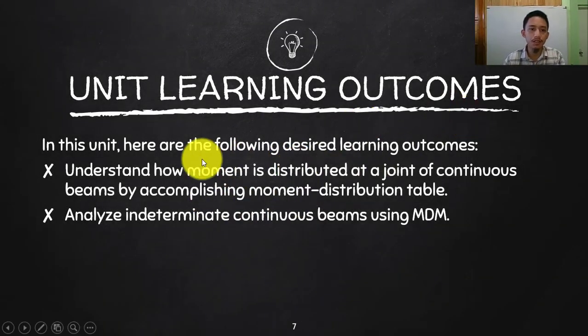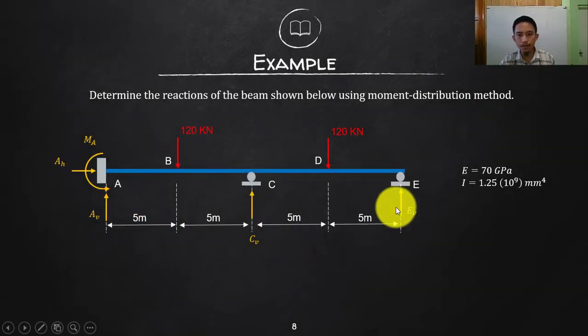In this unit, these are your desired learning outcomes. Understand how moment is distributed at a joint of continuous beams by accomplishing what we call the moment distribution table, or again, that is your solution. And of course, our main goal here is to analyze indeterminate continuous beams using your MDM, or moment distribution method. So let's try to have the same example as what we had before on beams, so that we can always compare. So this is your example before.